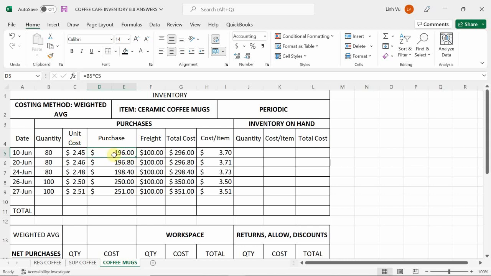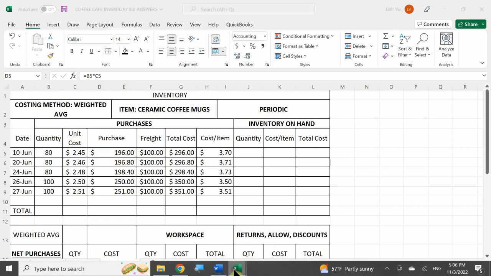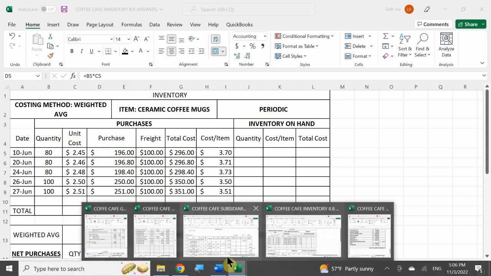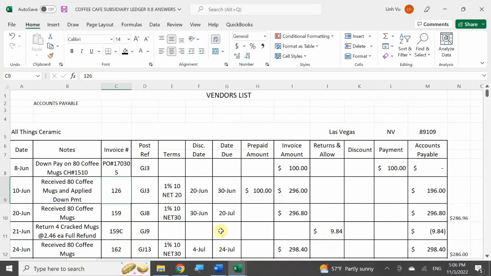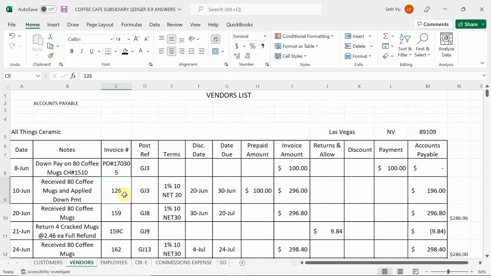Now, how much of a discount are we actually receiving? Back to the subsidiary ledger. In this case, they offered a 1% discount. Now that's because we made the discount due date, right? But in this case, what about the first one? We missed the discount due date.